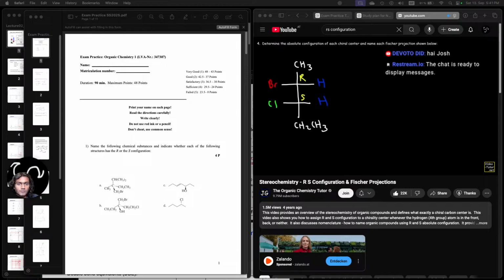So now that we have the configuration at both chiral centers, we can name it. We don't want to count in this direction, because this will be 3 and that will be 4. Rather, we want to count in this direction. So this will be 2 and this will be 3. We have a 5 carbon chain, so we're dealing with pentane. But first, let's focus on the configuration. It's R at carbon 2, so we have 2R, and S at carbon 3, so 3S.